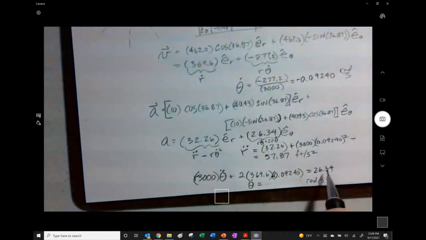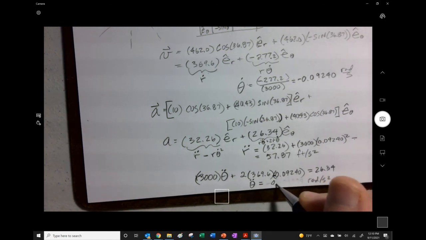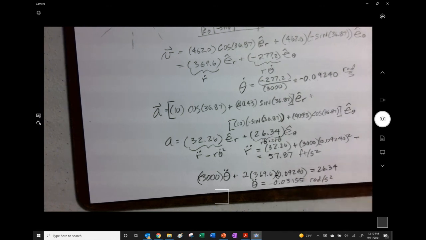So when this comes over to there, they're going to add together. 0.0924. 369.6 times 2, so we're going to add it to 26.34 and then divide by 3,000. So we get a positive 0.03155 radians per second squared.